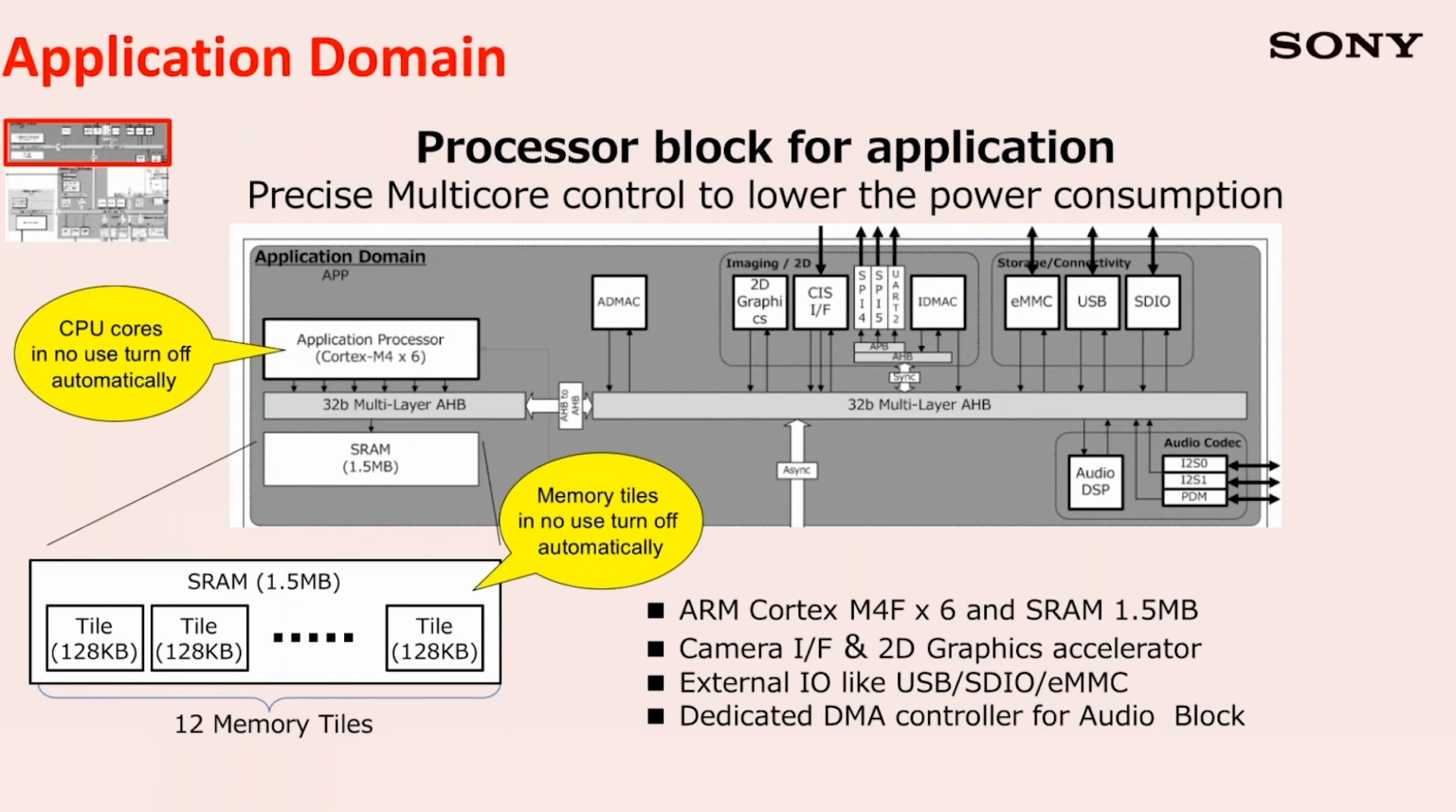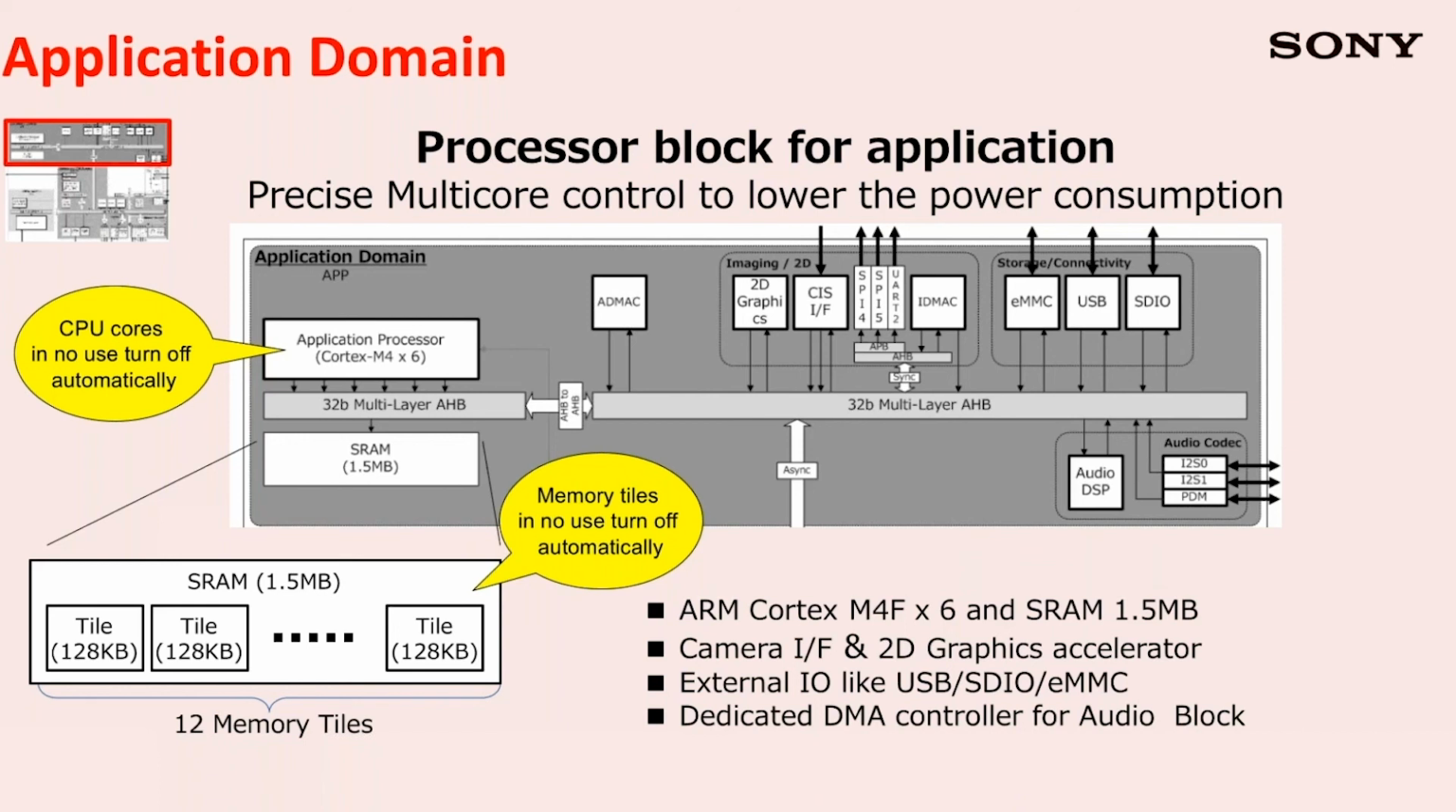So the first one is the red block. Red block, it was the application domain. This is all the processing. This was the last stage, stage three, right? Here, this specific block is doing the multicore control and low power consumption. Look at the bubbles on these pictures. The top one says CPU cores in no use, turn off automatically.